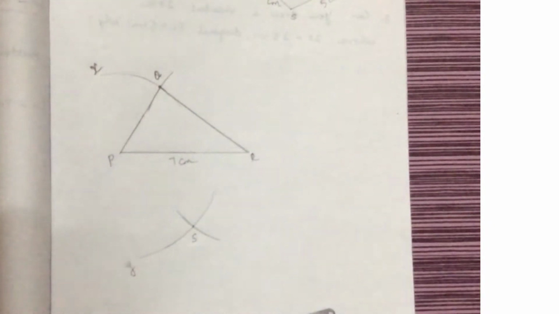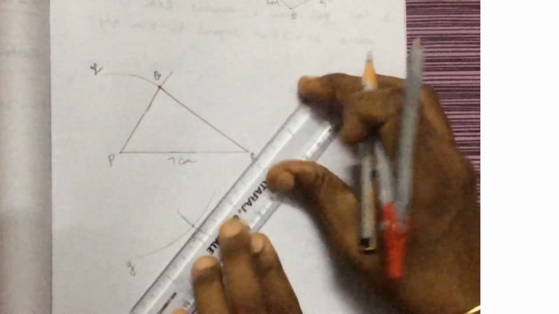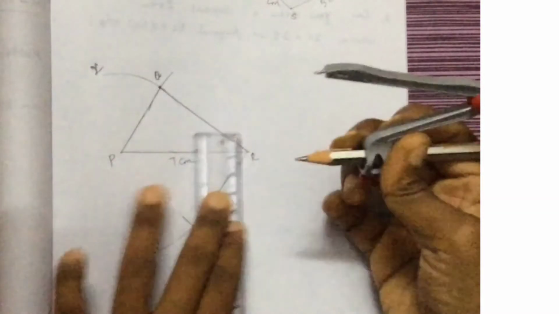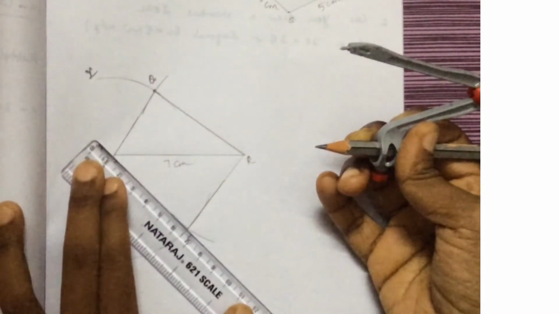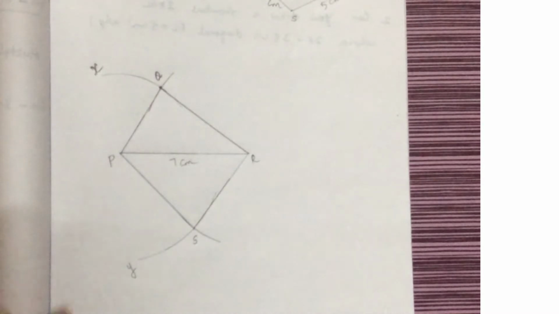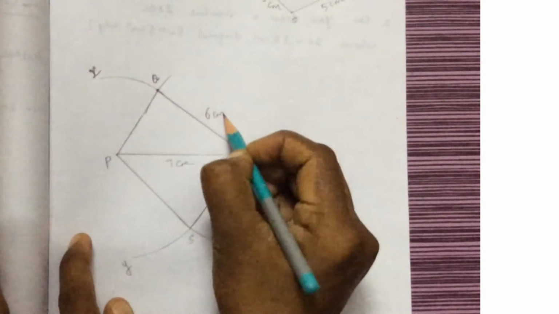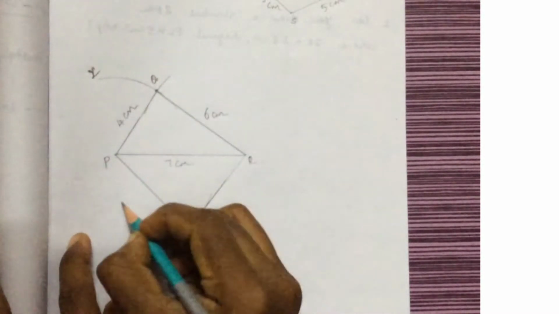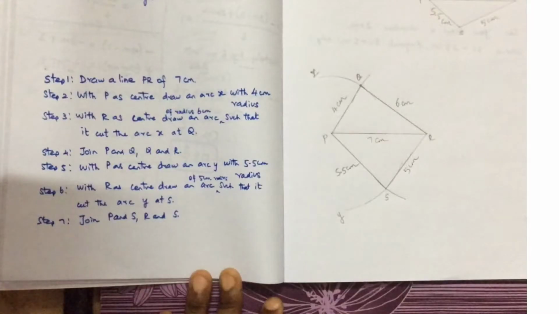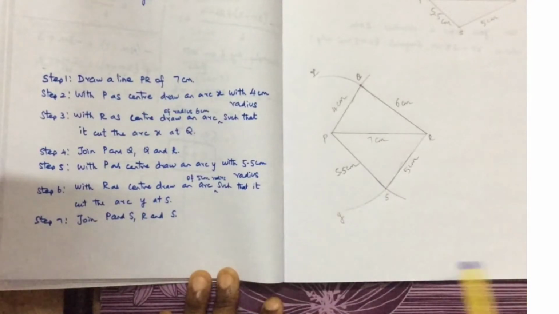Okay, now we have to join this R and S here, and also this P and S. Okay, now we have to write how much is this. This is 6 centimeter, this is 4 centimeter, this side is 5.5 centimeter and this is 5 centimeter. Okay, here I want to show the construction step for this problem.